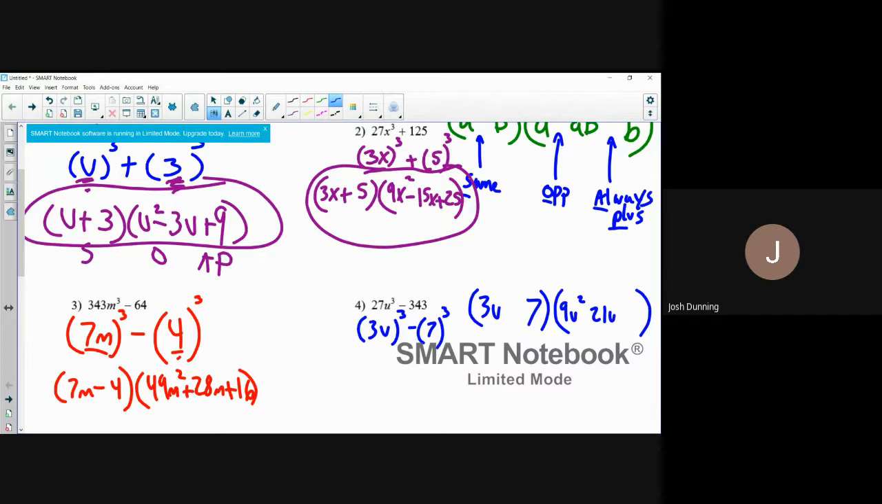Now you square the second thing. 49. Same minus, opposite plus, always plus.